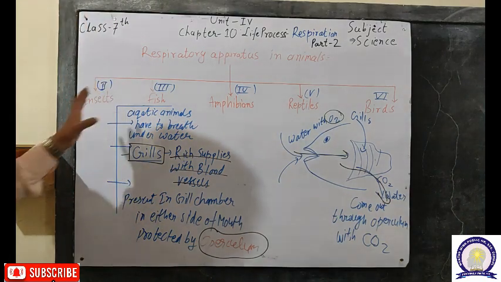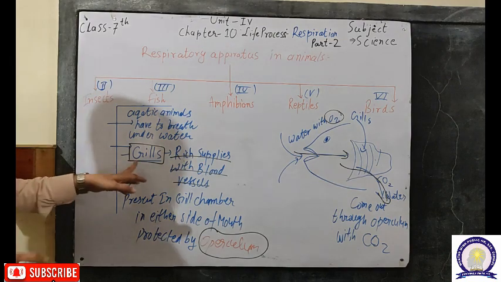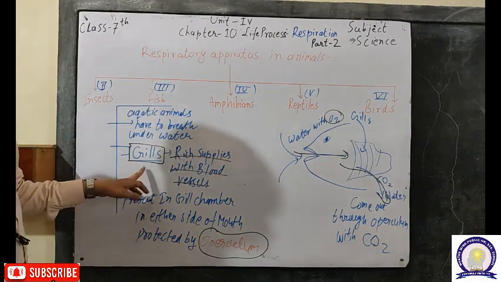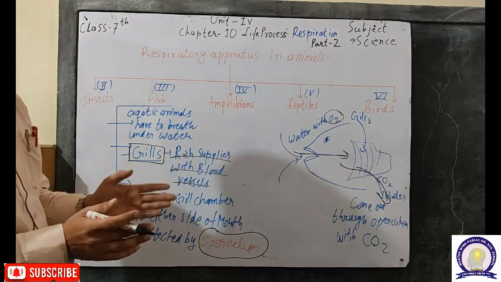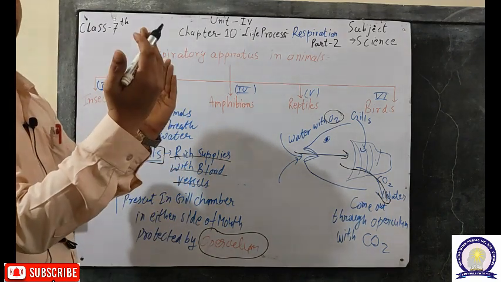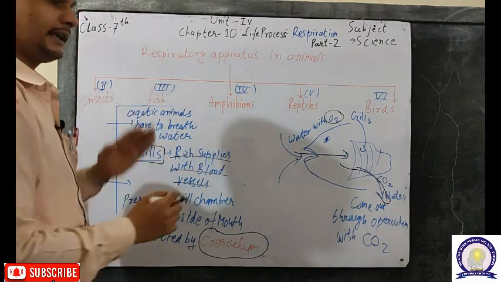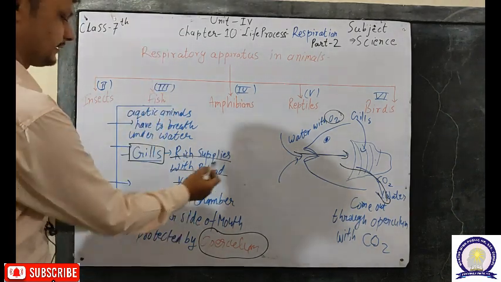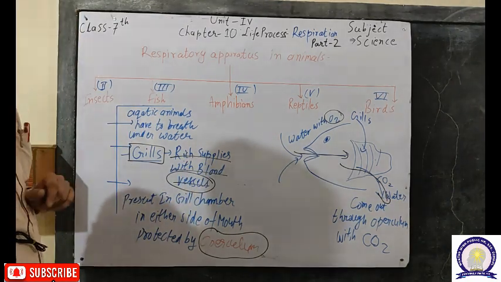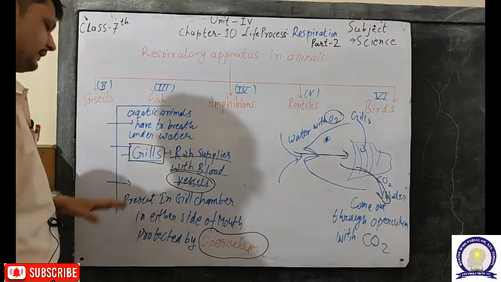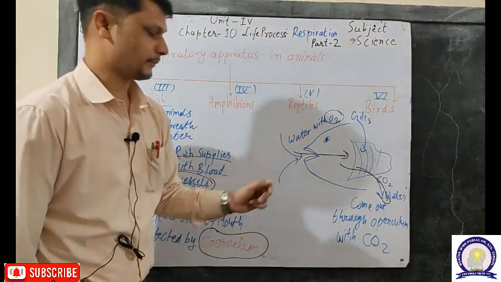So this is how the respiratory apparatus works in the fishes, because they have a special system called a gill. Gills are present in the gill chamber on either side of the mouth. That means on both sides of the mouth of the fishes there is a gill chamber. Inside that the gills are present, and the gills are directly supplied with blood vessels that carry the oxygen and the carbon dioxide. And this gill chamber is covered by a bony flap called an operculum.